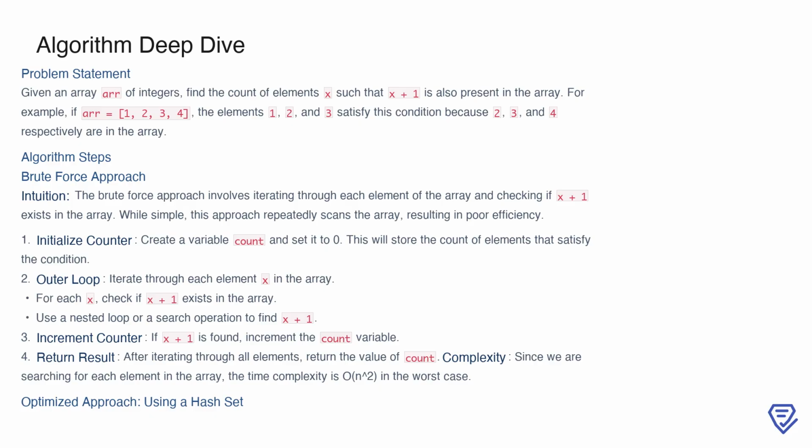A straightforward way to solve this problem is the brute force approach. Here, we iterate through each element in the array and check if x plus 1 exists using a nested loop or a search operation. We initialize a counter to keep track of the satisfying elements, and for every x where x plus 1 is found, we increment the counter. Finally, we return the counter value as the result. While this approach is simple, repeatedly scanning the array for each element results in a time complexity of O(n) squared in the worst case, which is inefficient for large arrays.